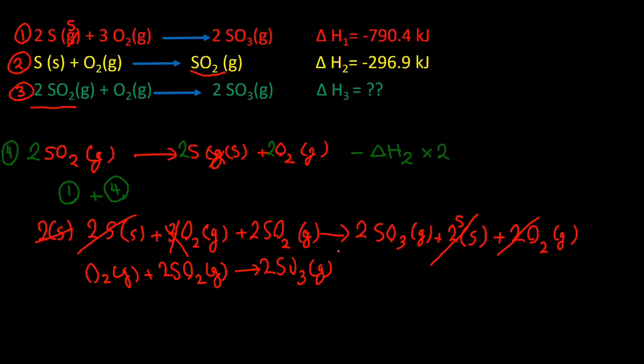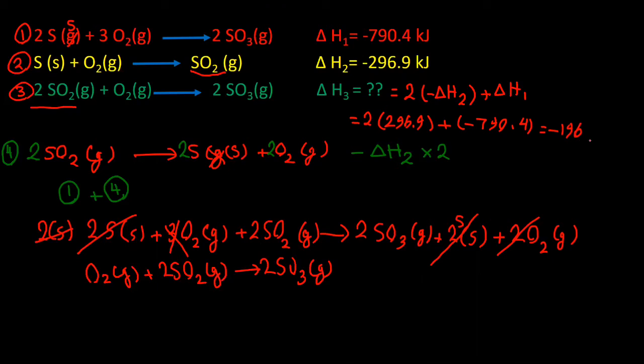So it means delta H for reaction number 3 should be equal to 2 times minus delta H for reaction 2 plus delta H1, which is equal to 2 times 296.9 plus, per mole.